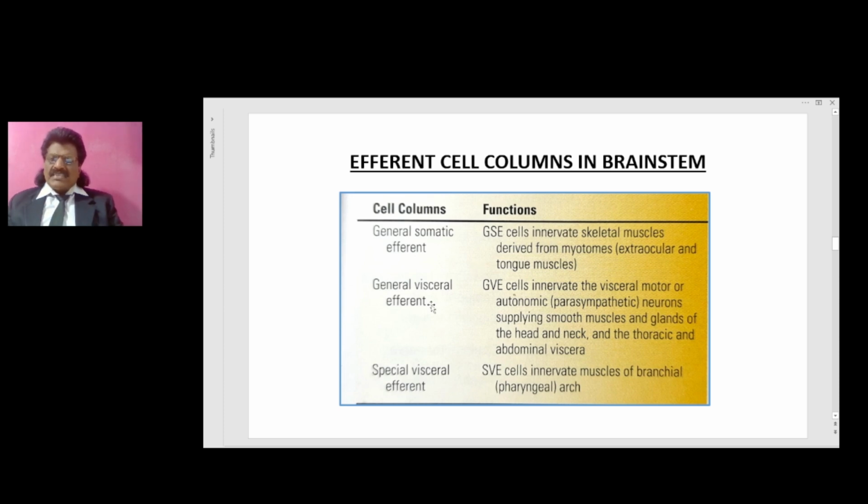Then we have general visceral efferent. General visceral efferent cells innervate the visceral motor or autonomic parasympathetic neurons supplying smooth muscles and glands of the head and neck, the thoracic and abdominal viscera. So general visceral efferent is autonomic. And then we have special visceral efferent. These cells innervate muscles of branchial or pharyngeal arch. So in the efferent systems we have three subtypes: general somatic efferent innervating skeletal muscle, general visceral efferent innervating the parasympathetic neurons, and special efferent neurons innervating muscles of branchial arch.